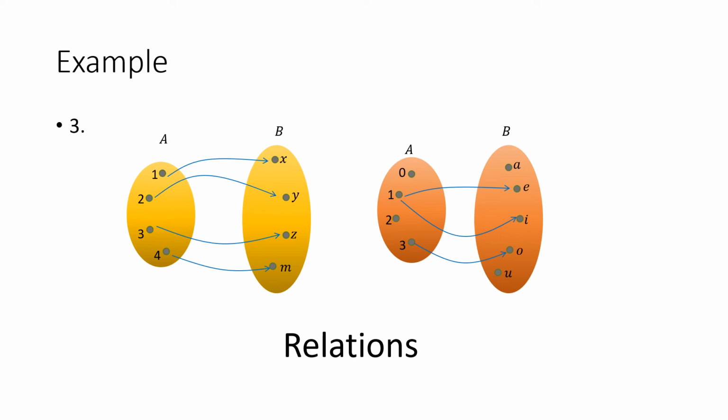On the other hand, in the second example, we notice that the element 0 has no corresponding element in B, while the element 1 has 2 corresponding elements, E and I, in the range B, while 2 has no corresponding element and 3 has a corresponding element in B, which is O. Now, in this example, we can say that a relation could have an element in the domain which has no corresponding element in the range, or it can have an element with 2 corresponding elements in the range B. So this is another example of describing a relation.